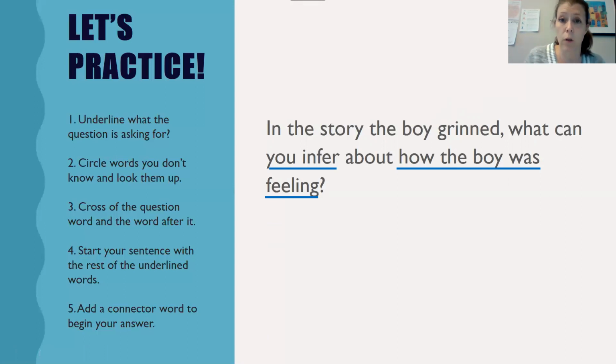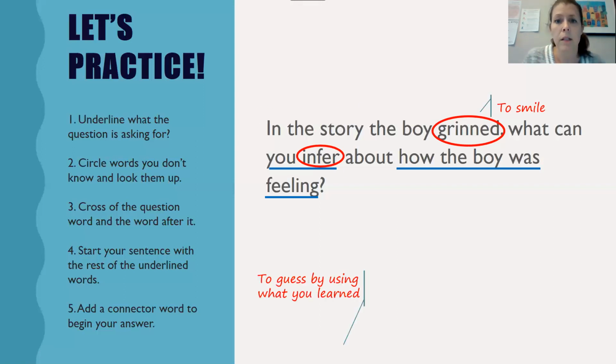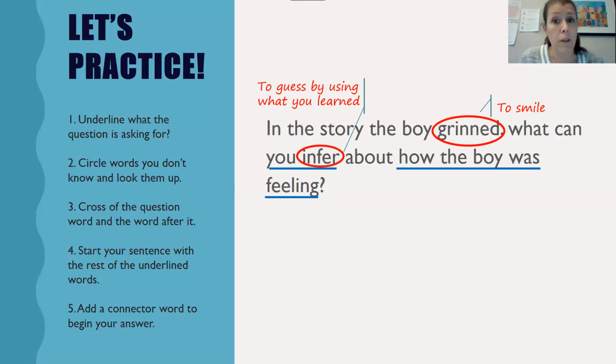Now I have to find words that I don't know. I might not know what grinned means, so I better look it up. And I'm not sure about inferred, so I'll look that up too. So grinned means to smile. Infer means to guess by using what I've learned. So now let's reread the question to see if it makes sense. In the story, the boy smiled. What can you guess about how the boy was feeling?